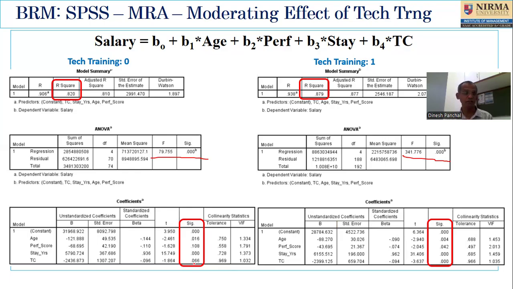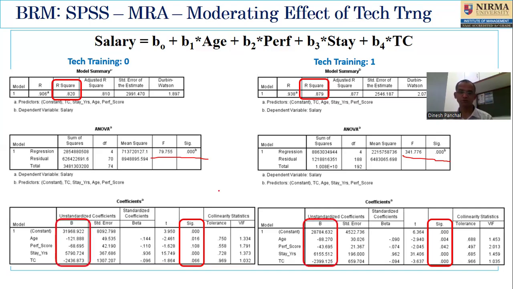moderate the relationship between age and salary. In case of people who are not given technical training, the reduction is higher. The technical training does moderate the relationship between performance and salary. In case of people who have been given technical training, it is significant. In other cases, it is not. Same way with TC. And the technical training does moderate the relationship between stay and salary. In case of people who have been given technical training, the impact is higher on the positive side. So in this case, all the four hypotheses are supported.